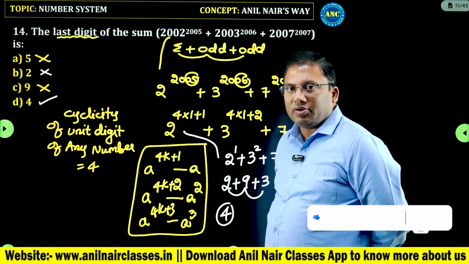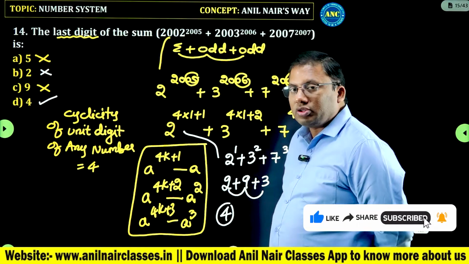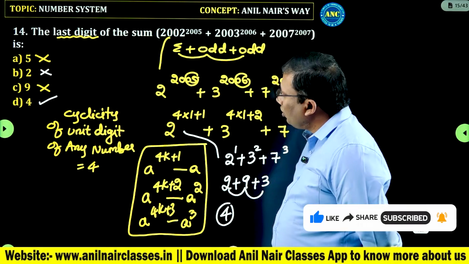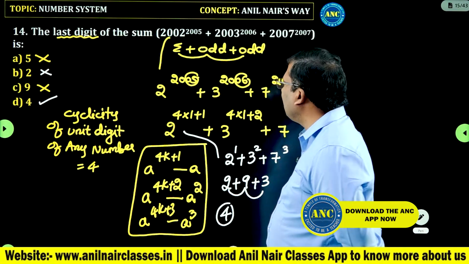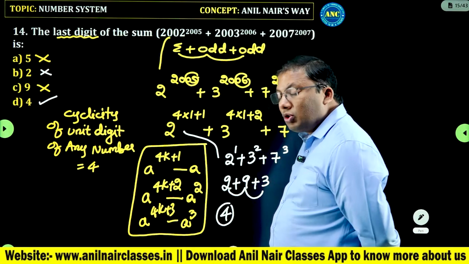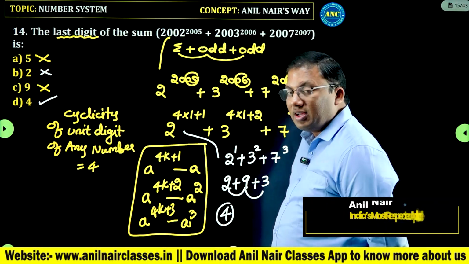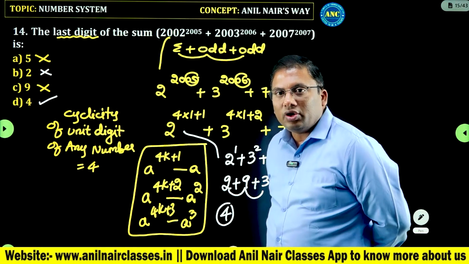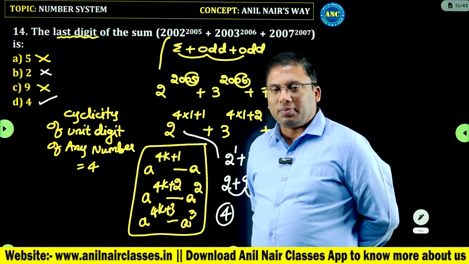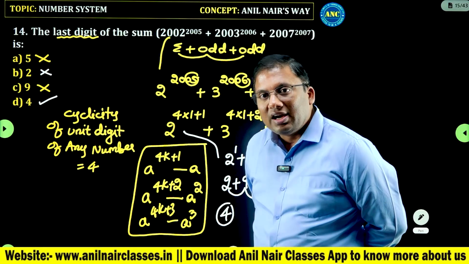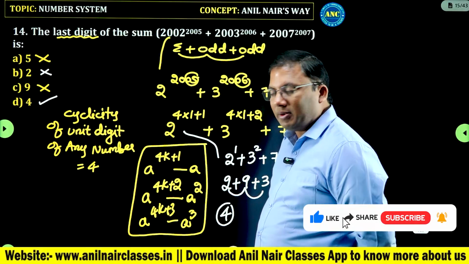We need to find out the unit digit of a number. Unit digit, how to find out? 2002, unit digit it is 2, 2 power 2005. 2003, unit digit it is 3, 3 power 2006. 2007, unit digit it is 7, 7 power 2007. Whenever we are finding the unit digit of a number, we need to look at the last two digits of the power. Why are we looking at the last two digits? Because the cyclicity for the unit digit of any number is 4.